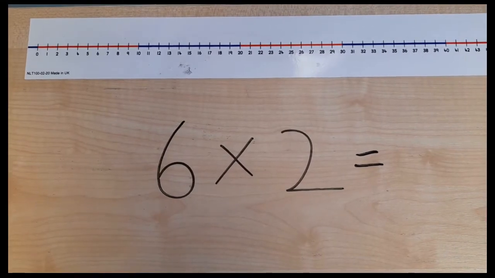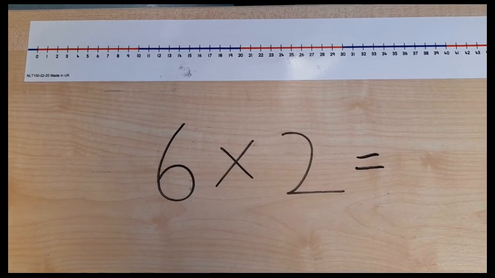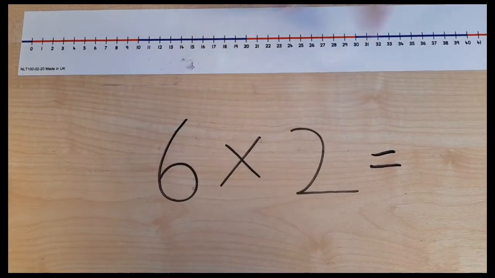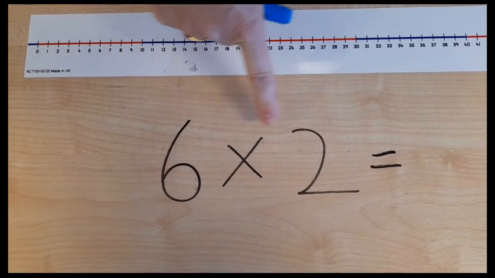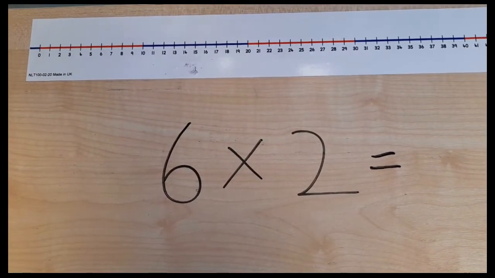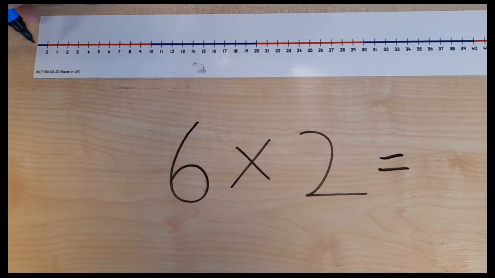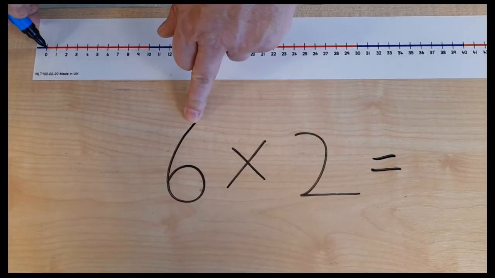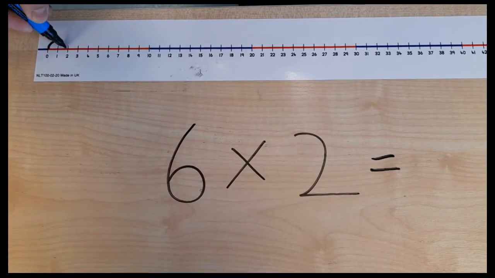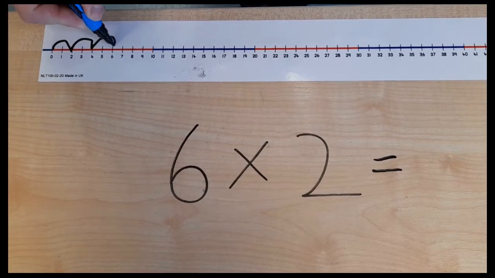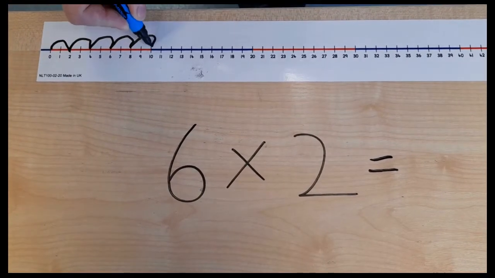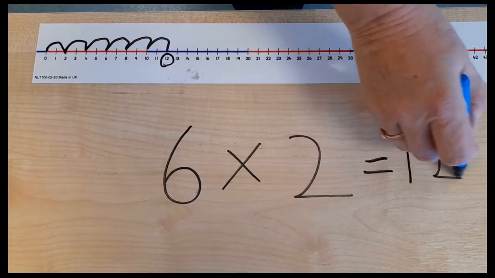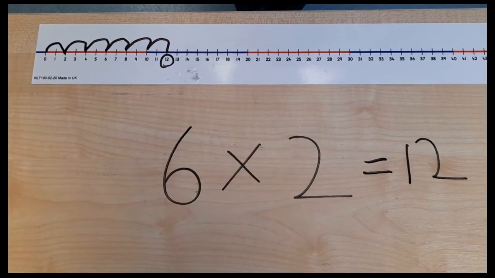Okay everybody, this time we're just going to use our number line to do a very similar calculation. 6 times 2. 6 lots of 2. So this time I'm going to do jumps of 2. I'm going to start from 0. I'm going to jump in twos and I need 6 of them. 1, 2, 3, 4, 5, 6. I've landed on 12. So that's another way that you can do it.